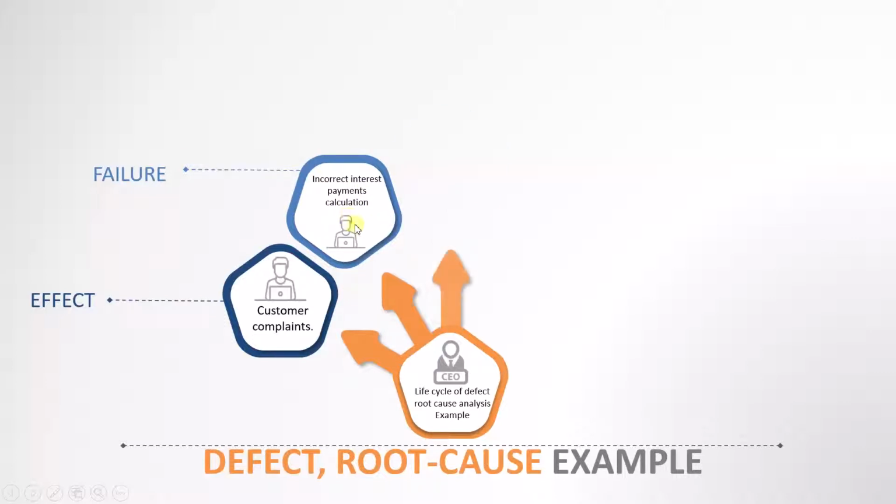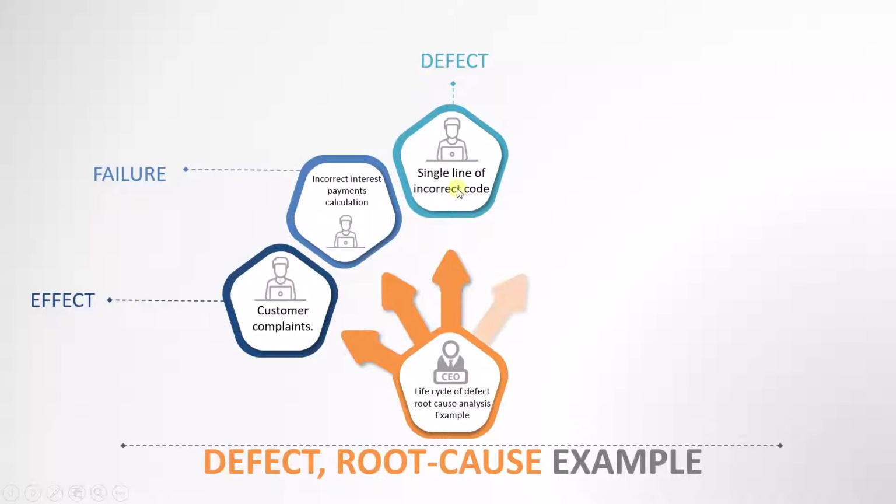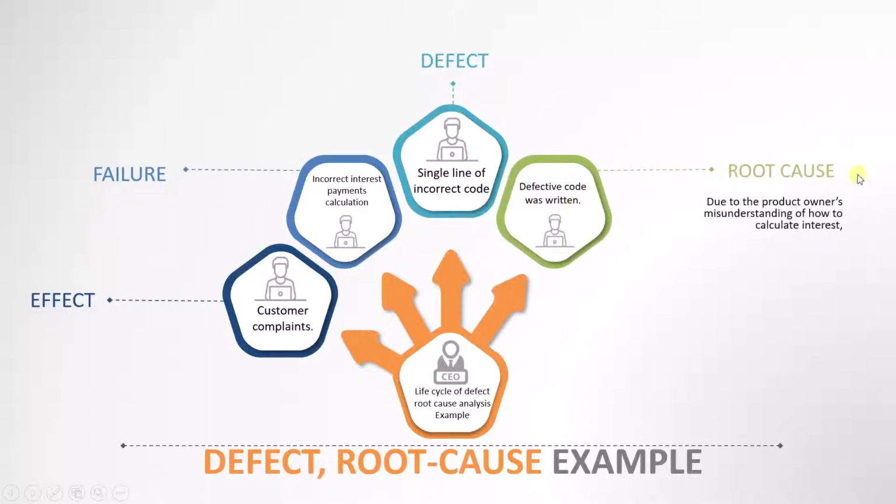This was a failure. When we analyze this failure, we find that it was caused by a single line of incorrect code. When we further investigate this defect, we find out that the wrong code was written because of the product owner's misunderstanding of how to calculate interest. This was the root cause of the defect that made the customer complaint.